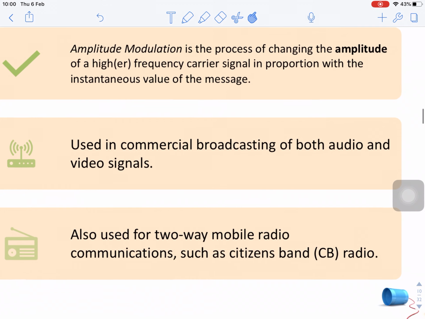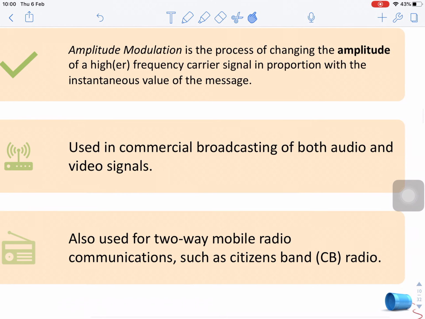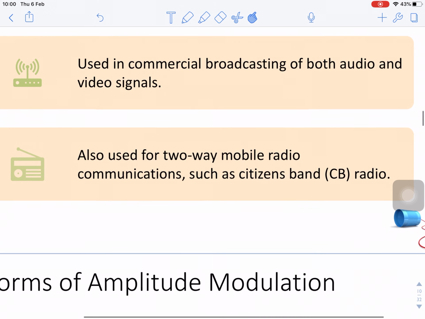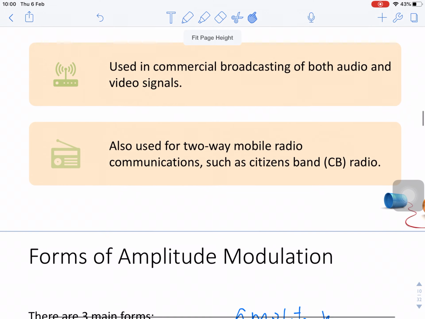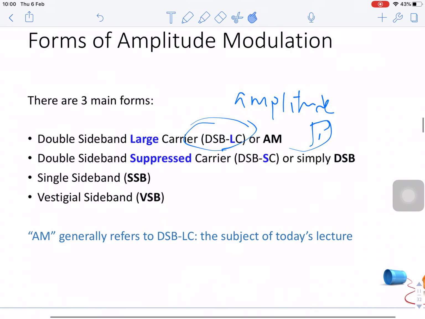Amplitude modulation is the process of changing the amplitude of a higher frequency carrier signal proportional to the instantaneous value of the message. It is used for commercial broadcasting of both audio and video signals, and is also used for two-way mobile communication, such as citizen band radio.